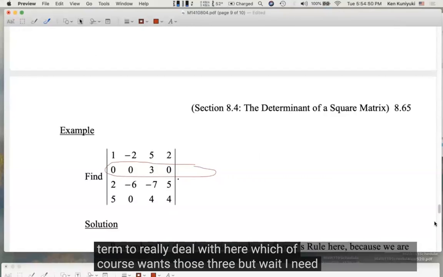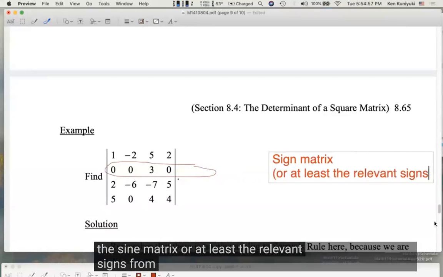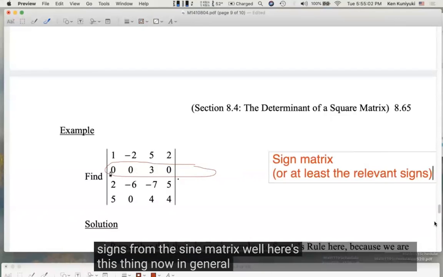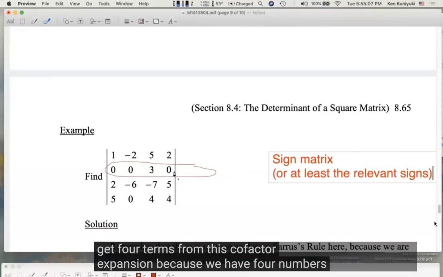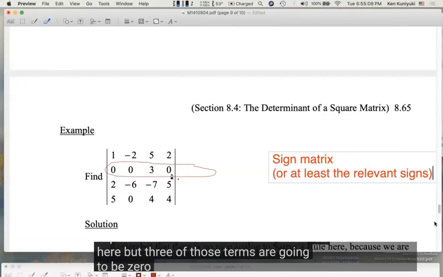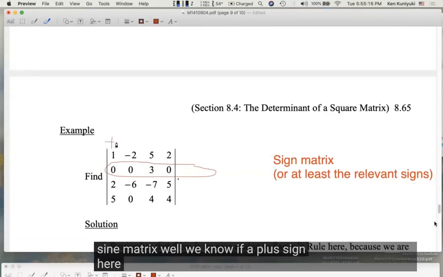But wait, I need the sign matrix, or at least the relevant signs from the sign matrix. Well, here's the thing. Now, in general, we're going to get 4 terms from this cofactor expansion because we have 4 numbers here, but 3 of those terms are going to be 0. This is the only one that's really relevant. What's the sign from the sign matrix? Well, we know we have a plus sign here. Along the diagonal, same sign, plus sign. So that means for the 3, you're going to have a minus sign.